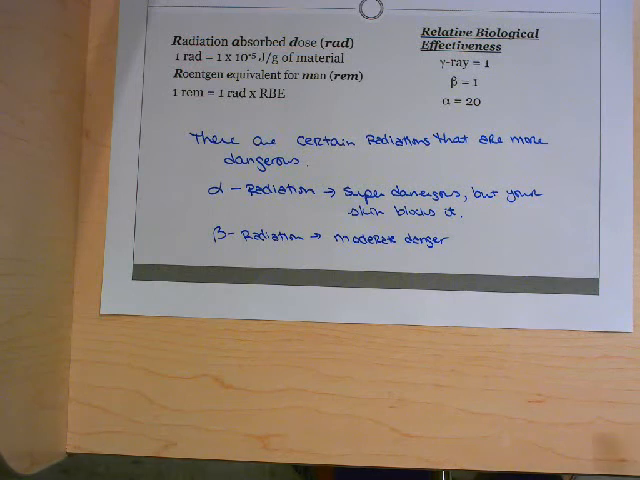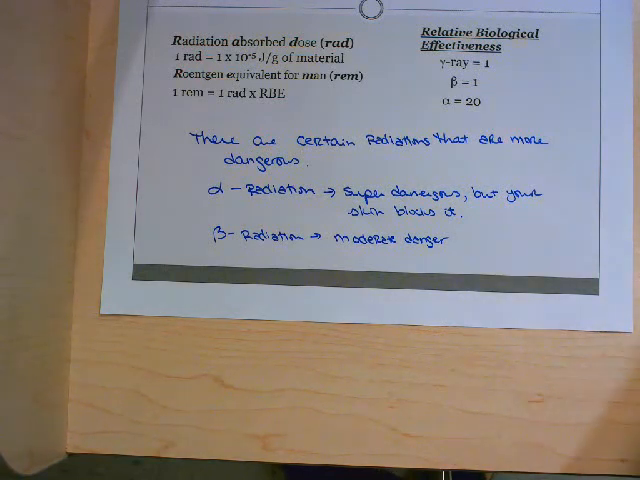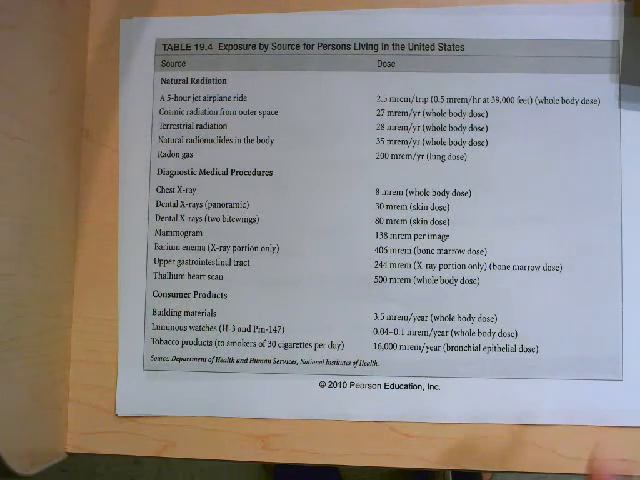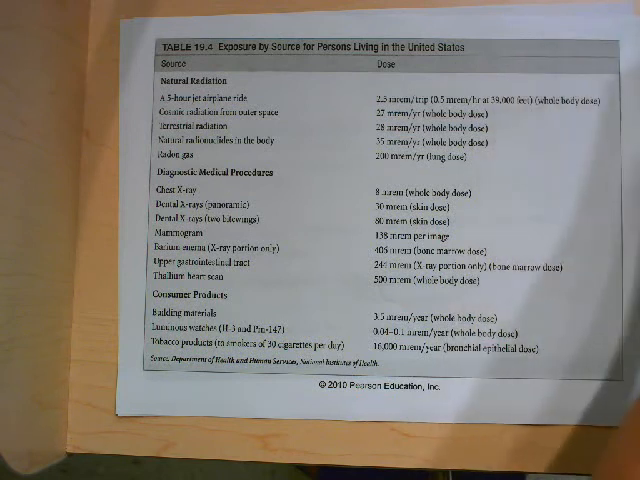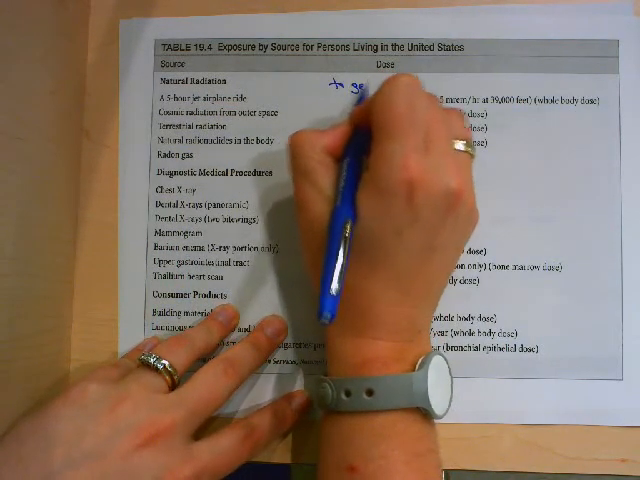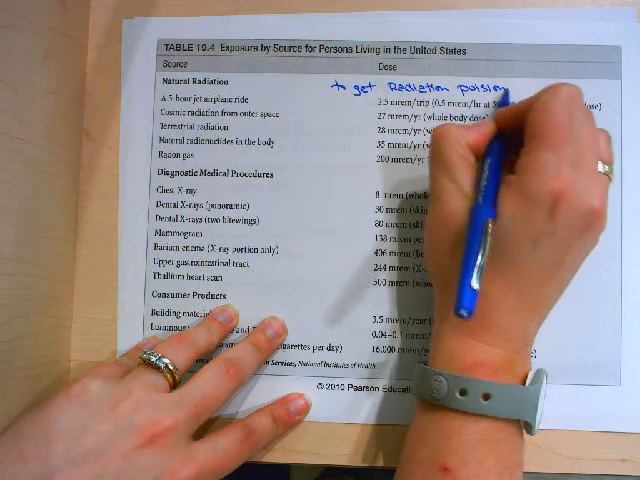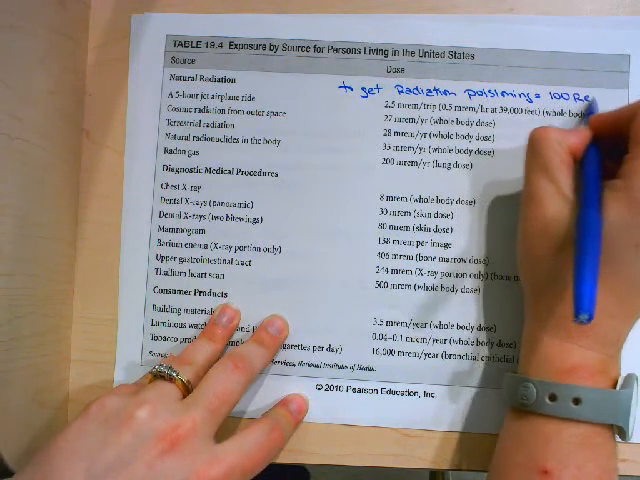All right, so what I want in my last minute, what do I want to tell you? Look at this. All right, radiation. So if you live in the U.S., which I think all of you do most of the time, on the scale, we're talking about millirems. To get radiation poisoning, you need 100 rem.